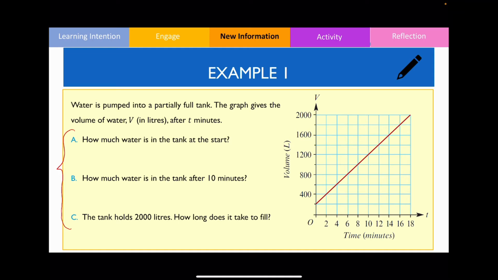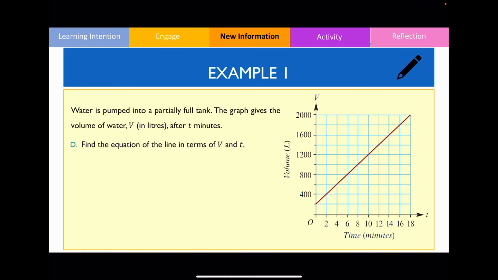So part A reads, how much water is in the tank at the start? It's essentially asking for the y-intercept value. In this case, we can see that the water is going to be 200 liters initially. Part B reads, how much water is in the tank after 10 minutes? If we read off the graph over here, we can clearly see that the volume is going to be 1,200 liters. And for part C, how long does it take for it to fill to 2,000 liters? In this case, if we read off the graph again, the answer is going to be 18 minutes. So pretty straightforward.